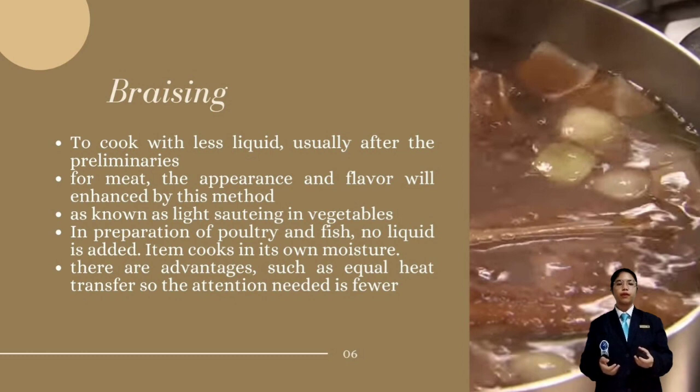For braising meat, the appearance and flavor will be enhanced by this method, as well as slight salting in vegetables too. In the preparation of poultry and fish, no liquid is added. The item cooks in its own moisture, in case poultry and fish have a lot of water, not the same as meat. And there are advantages of braising, such as equal heat transfer, so less attention is needed, and you can do other things except braising.